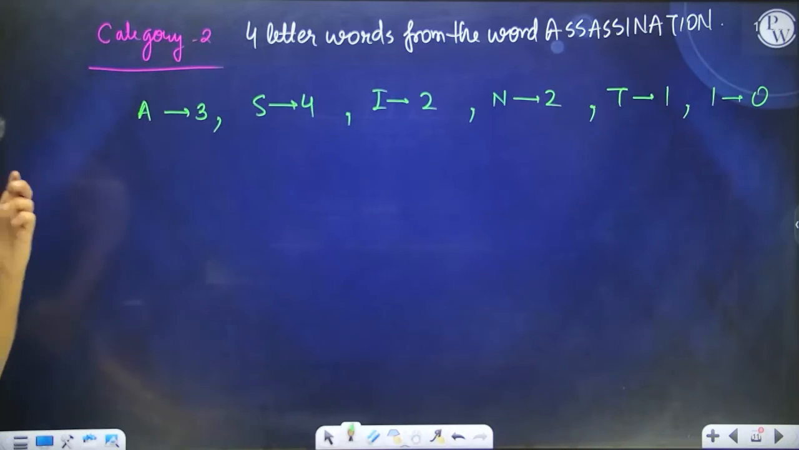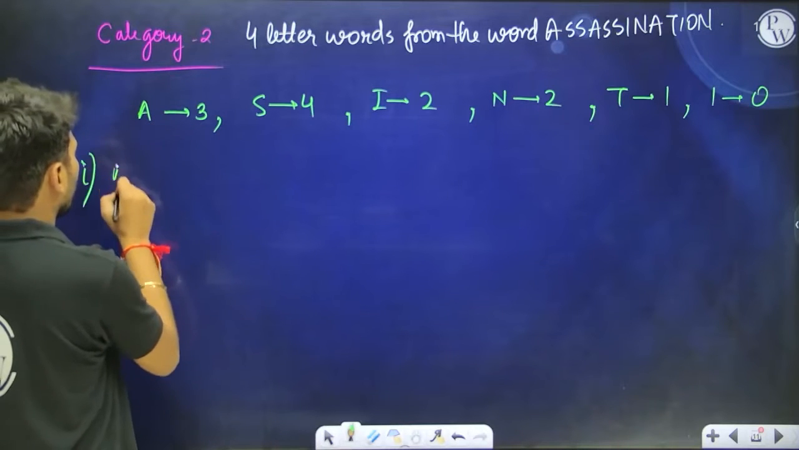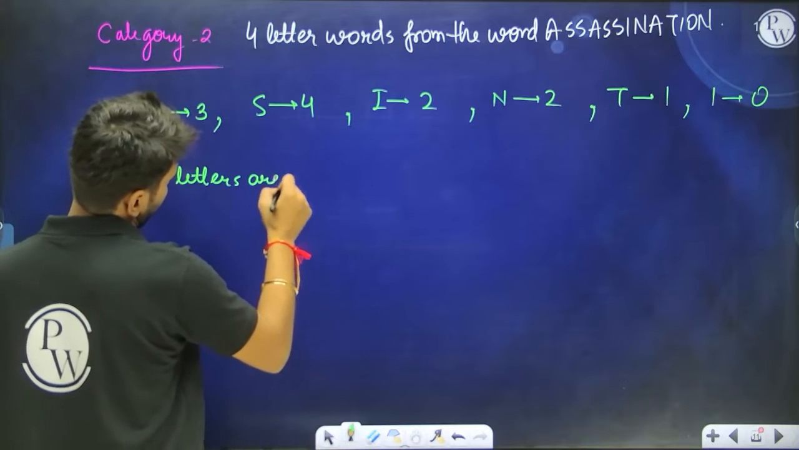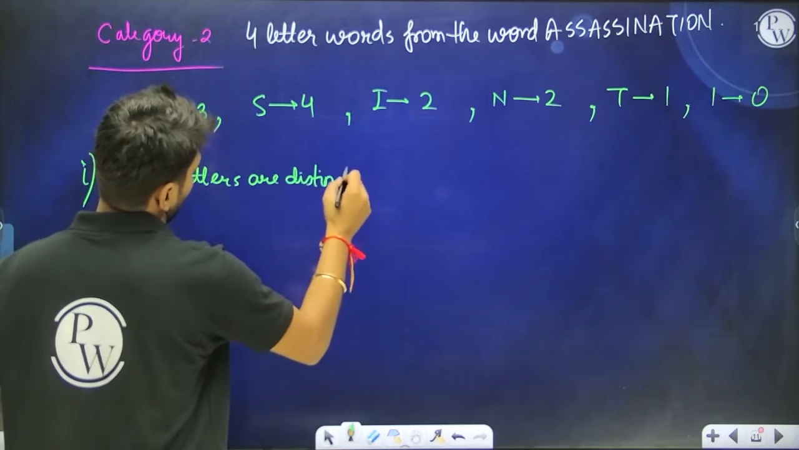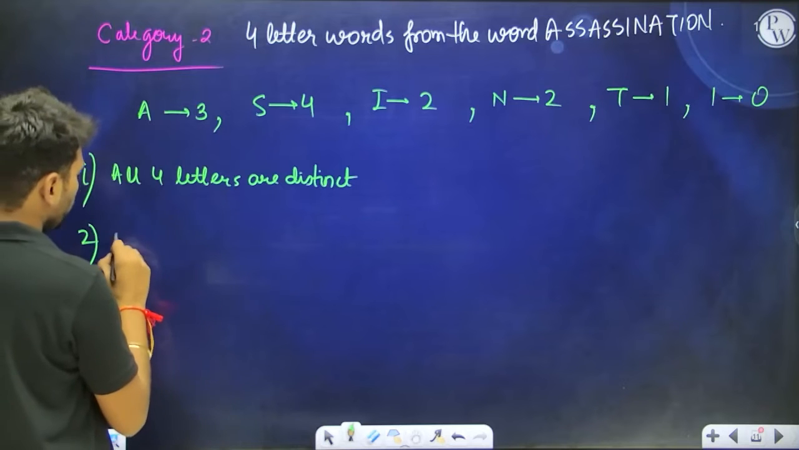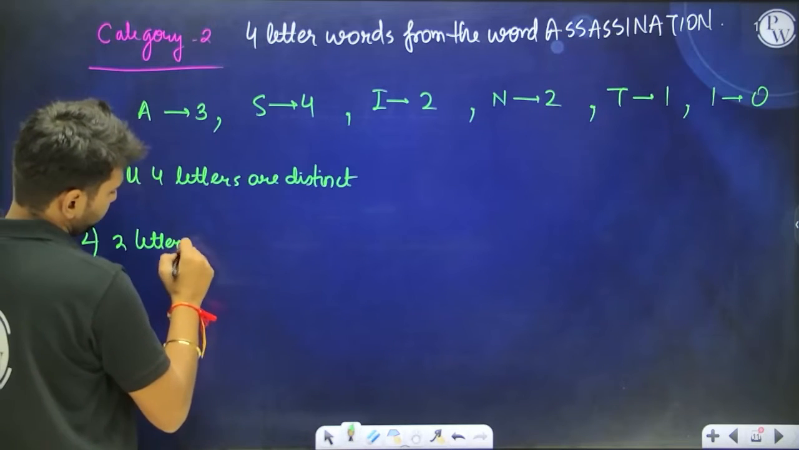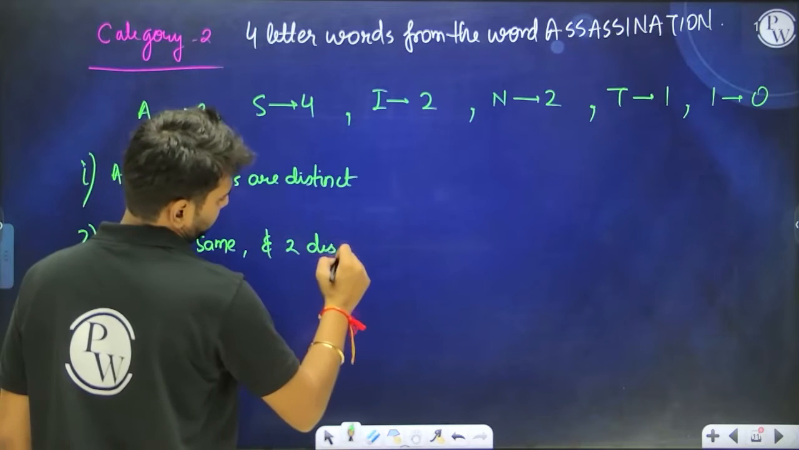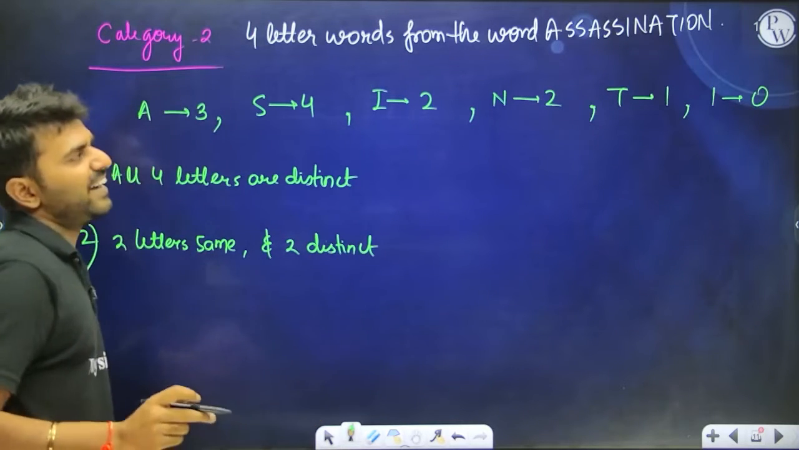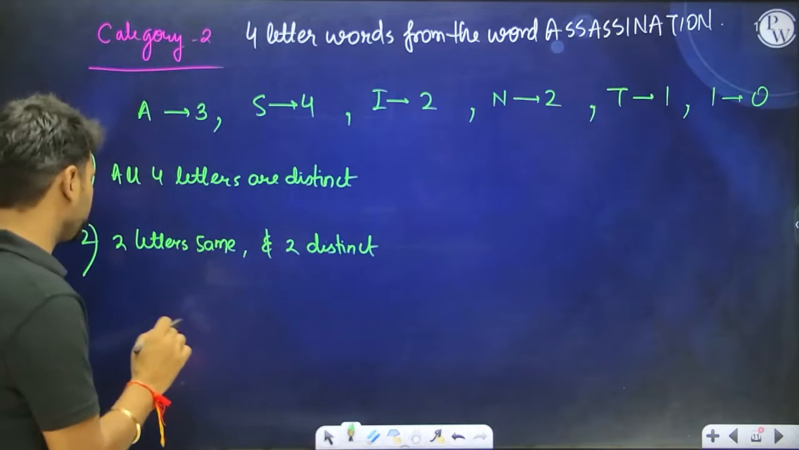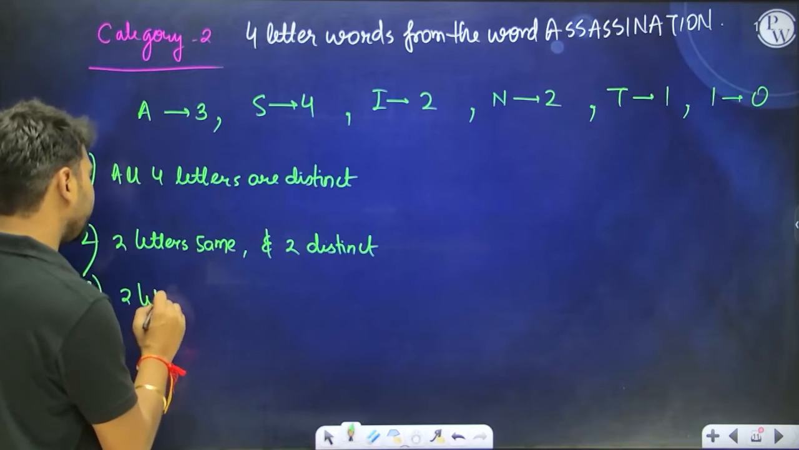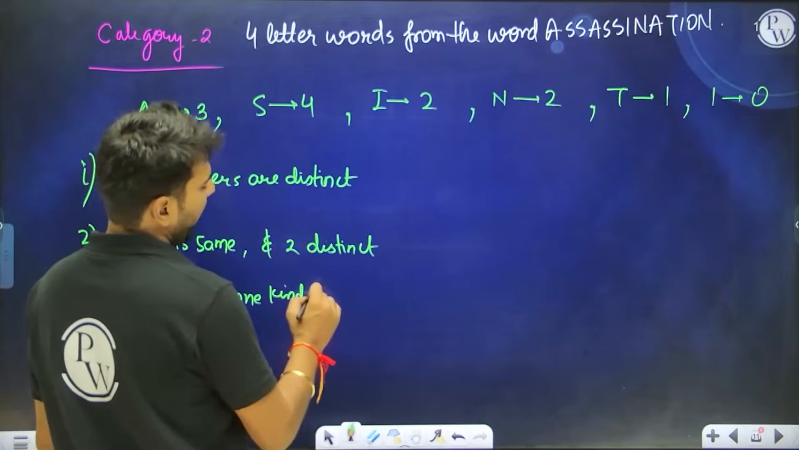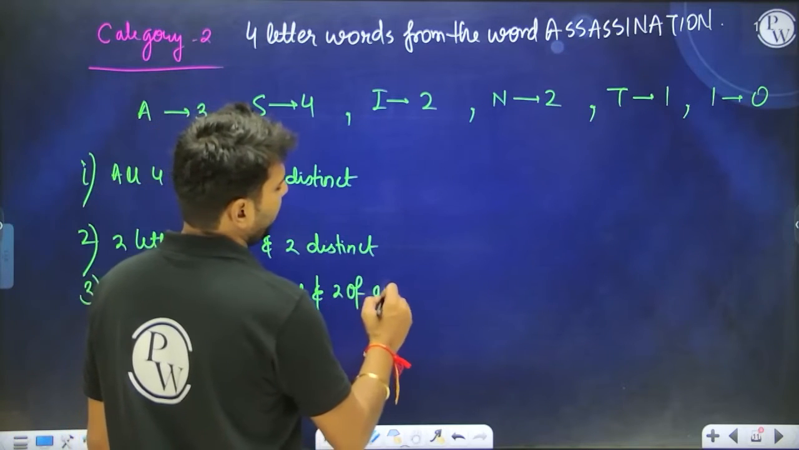Okay, so here we are going to do the case formation. Case 1: all 4 letters are distinct. Okay, case number 2: 2 letters same and 2 distinct, like AASI, 2 letters same, 2 distinct. Okay, third case: 2 letters of one kind and 2 of another kind, like AASS.